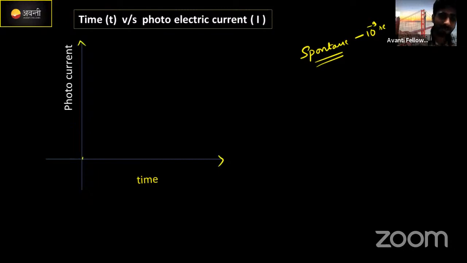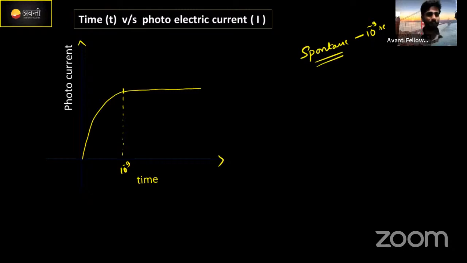Actually, with respect to the time, it takes place rapidly. The photo current increases. After this point, where time reaches 10 to the power of minus 9 second, it will become saturation. Okay, this is one of the important graphs with respect to the spontaneous emission of photo current. Clear? Okay, note this point also.